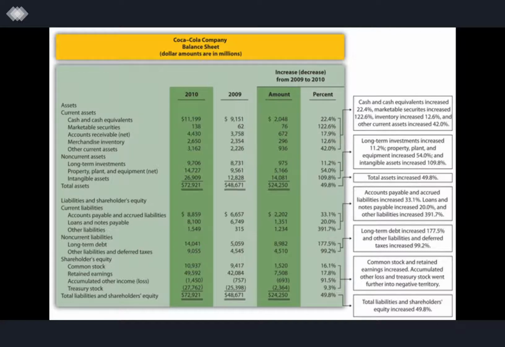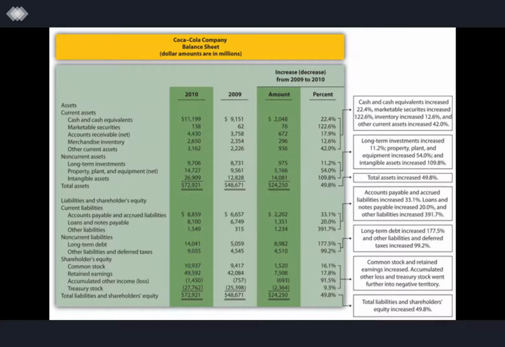Other liabilities, definitely a big concern, huge concern actually. A 391% increase, going from 300 to 1500. So definitely have to look into that a little bit more, as well as our long-term debt. We just need more data. That's usually what we get with trend analysis.